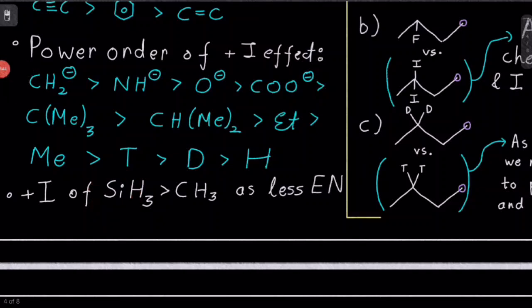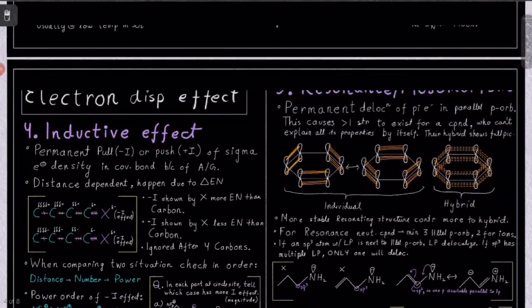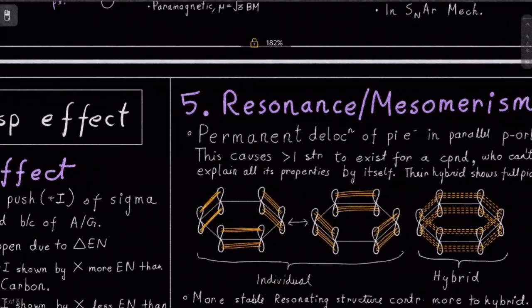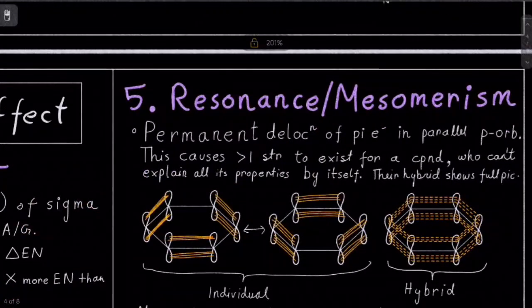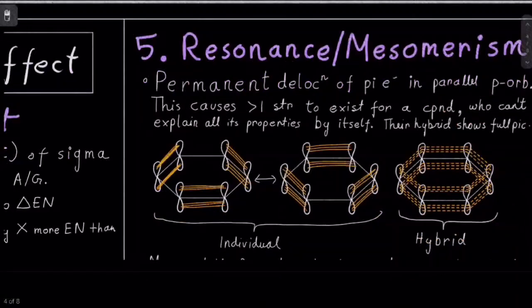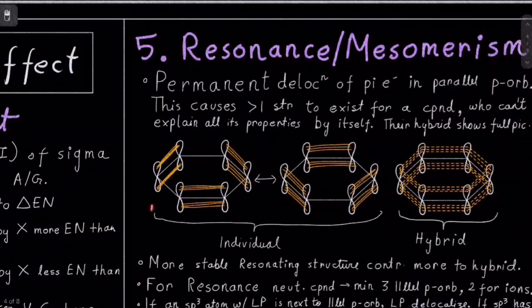Now moving on, we will see resonance or mesomerism. What is resonance? We saw inductive was of sigma electrons, but resonance is permanent delocalization of pi electrons in an electron cloud, which belongs to parallel p orbitals. How is that electron cloud formed? This is benzene. This is another resonance structure of benzene.